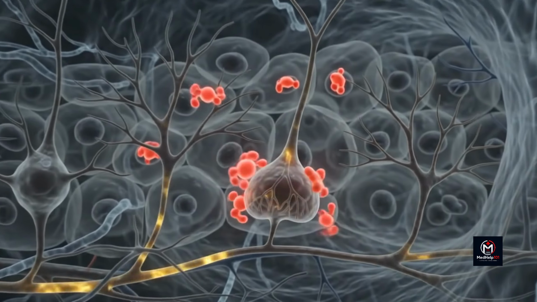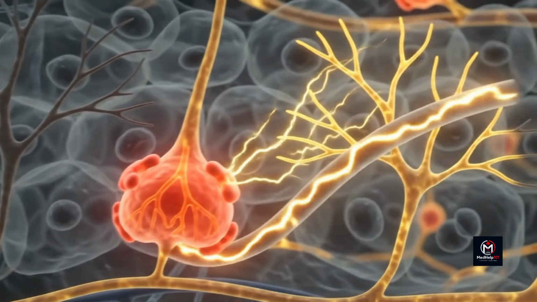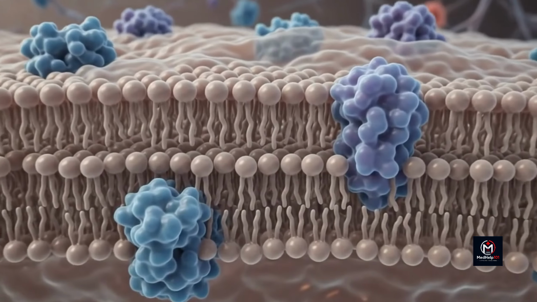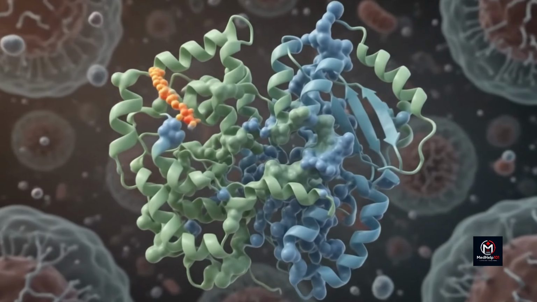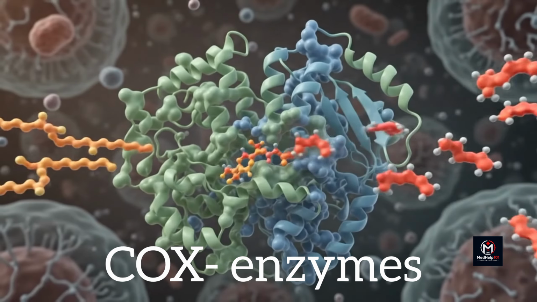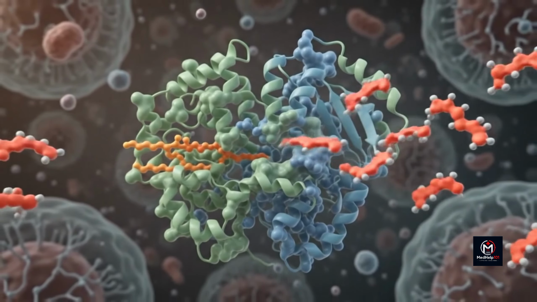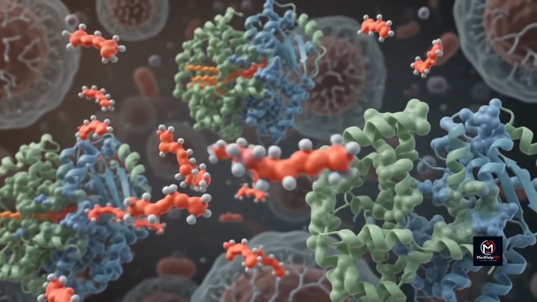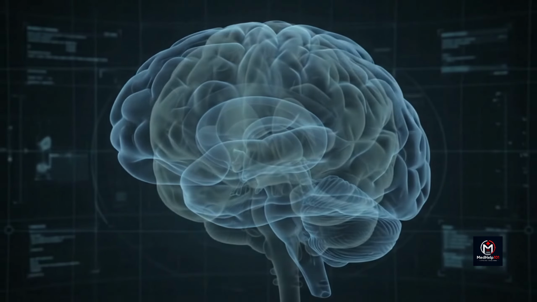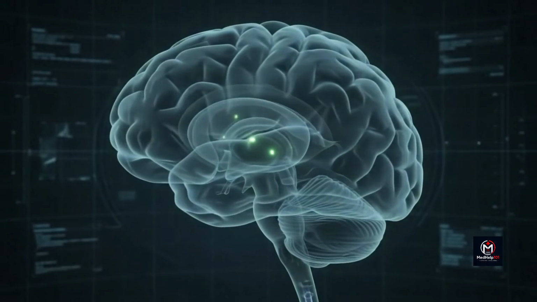Prostaglandins make pain-sensitive nerves even more sensitive. So where do prostaglandins come from? They are produced by enzymes called cyclooxygenase, or COX enzymes. These enzymes are essential for prostaglandin production. Now paracetamol enters the brain. It acts mainly inside the central nervous system.